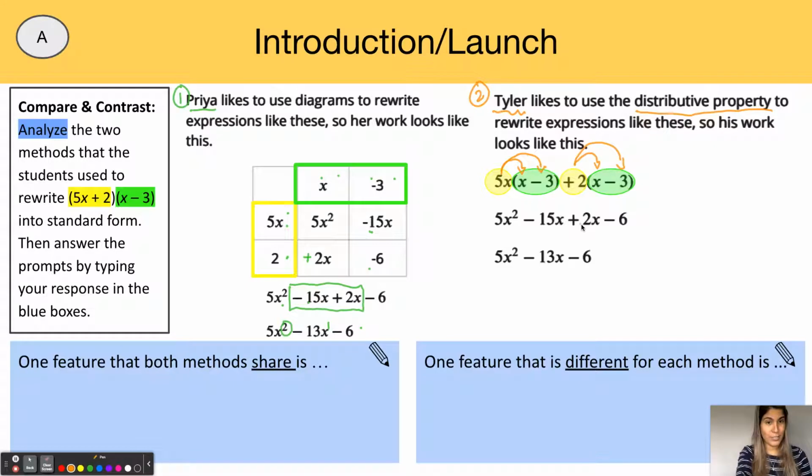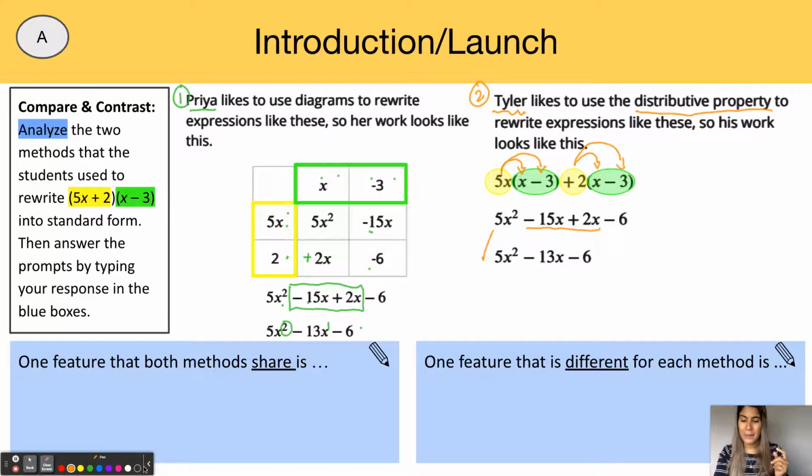2 times x is 2x. 2 times negative 3 is negative 6. So now he realizes he has like terms. So negative 15x plus 2x is negative 13x. And it's already set up in standard form.